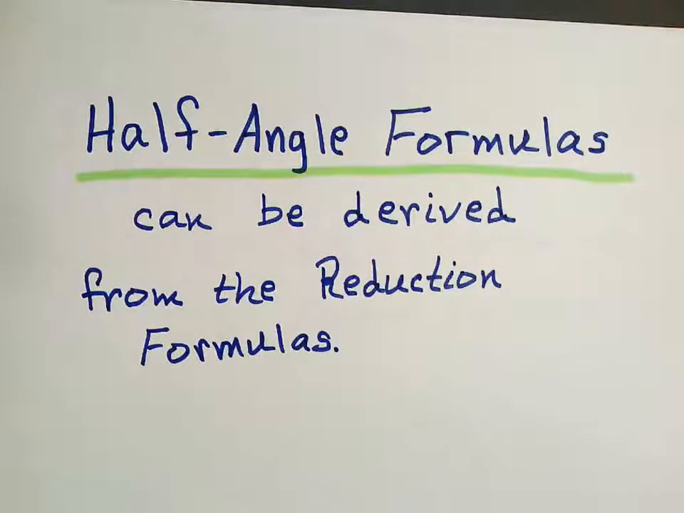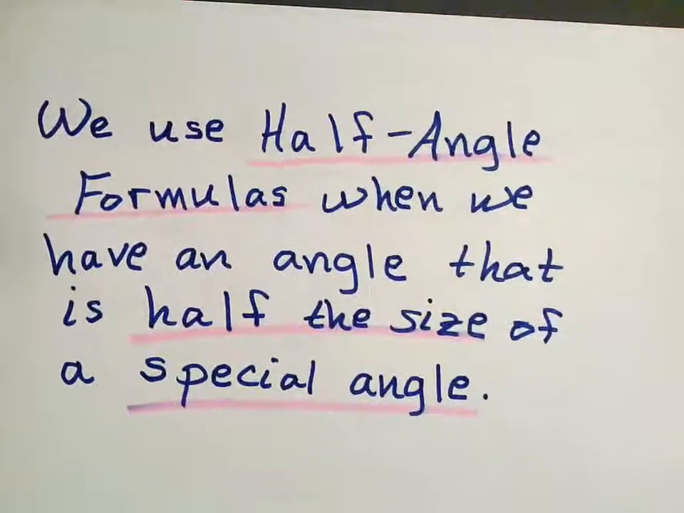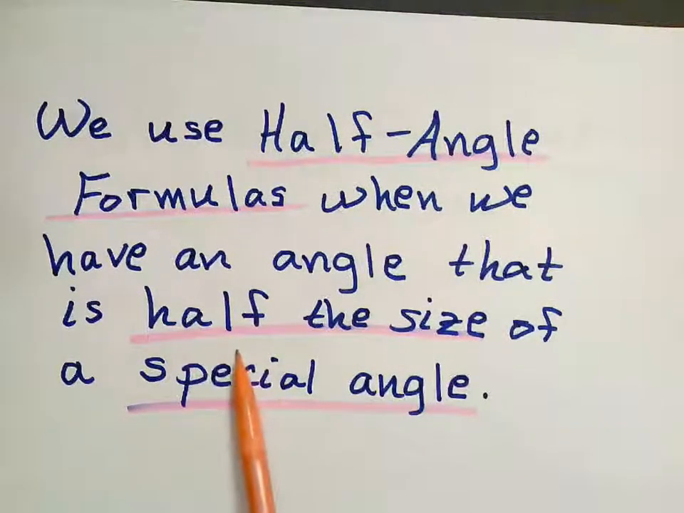We will use the half-angle formulas when we have an angle that is half the size of a special angle. You know, those special angles that are on our unit circle, like 60 degrees, 30 degrees, 45 degrees, 225 degrees, 315 degrees, something like that.